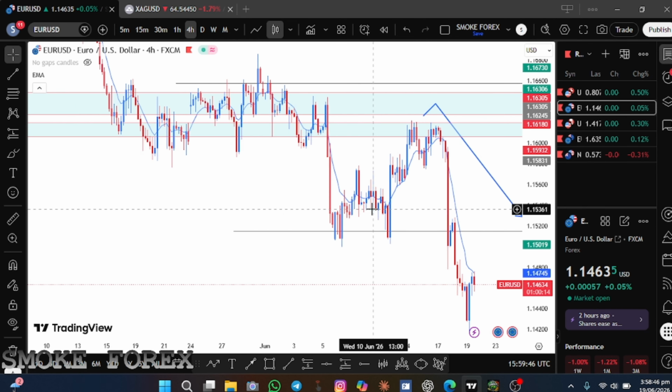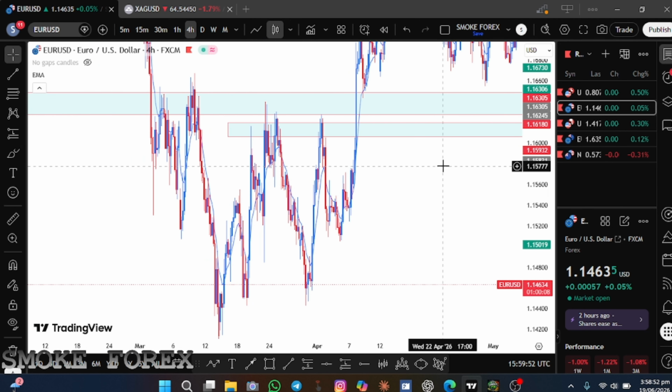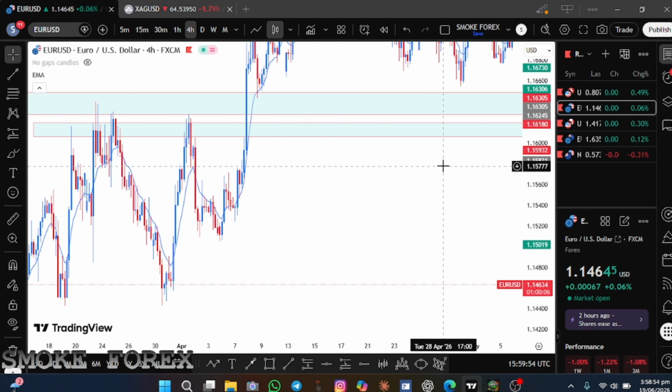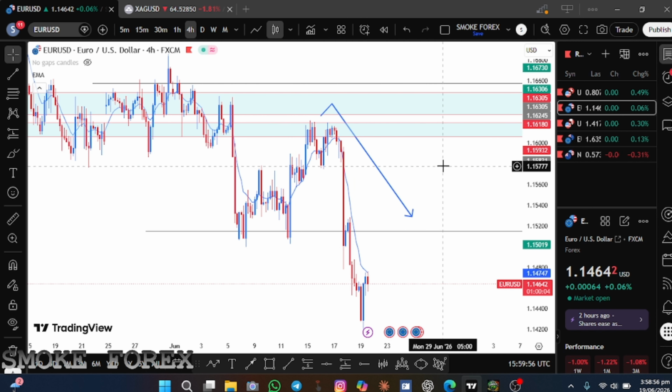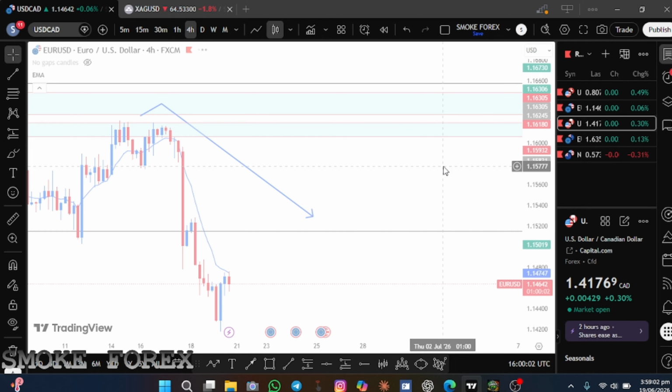So price ended up respecting this area of interest. So that's the beauty of the trade, bro. The next trade is NZD/CAD.